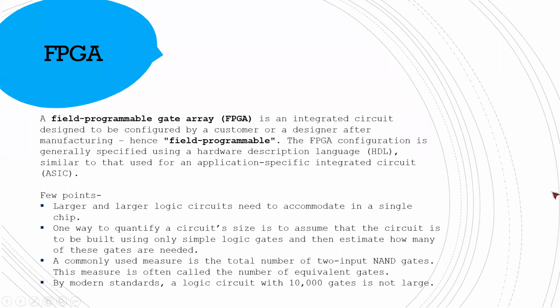Okay, now see, when you configure that, this is the number of NAND gates in my circuit, you buy an FPGA that has more NAND gates than that. And remember, by today's standard, a logic circuit with 10,000 gates is not large. If your circuit has 10,000 gates, that is a small circuit, remember. Next.